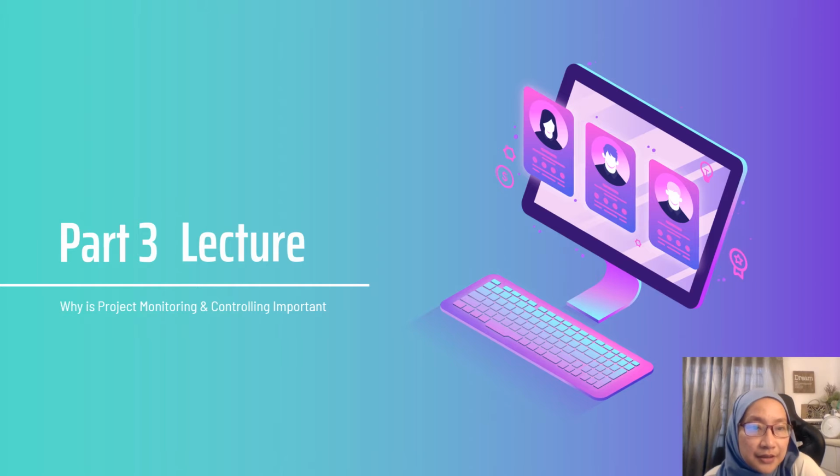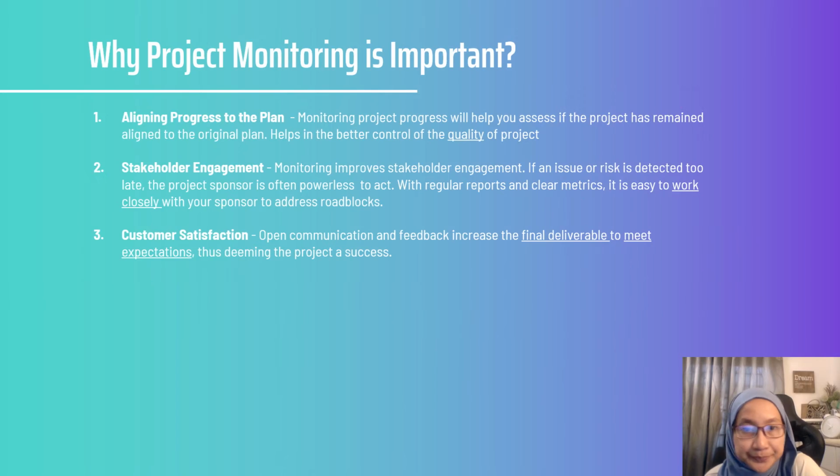Right, so the next part is why project monitoring and controlling is important. The first point, why? Because we want to align the project progress to the plan. Monitoring project progress will help you assess if the project has remained aligned to the original plan, and helps with better control of quality. So in our case, that's why we have a Gantt chart and a timeline. The Gantt chart helps you to stay on track.